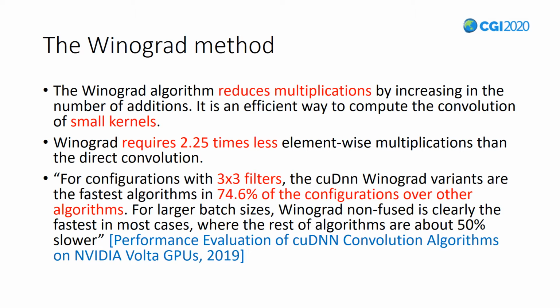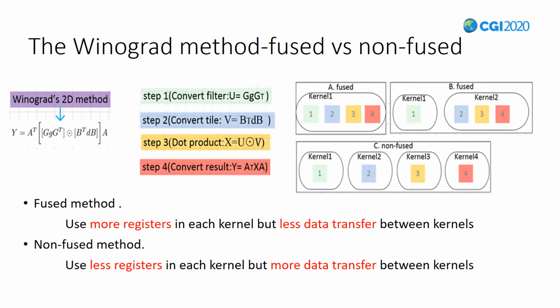The Winograd algorithm reduces multiplications to 2 times less than direct convolution. Especially with 3x3 filters, the non-fused Winograd methods are fastest in most cases, from the paper mentioned. There remains a challenge to efficiently implement Winograd convolution on GPUs to deliver the full speedup promised in theory. We believe software techniques are required to address challenges such as the efficiency of data transfers, data reusability issues, and the managing of limited resources.